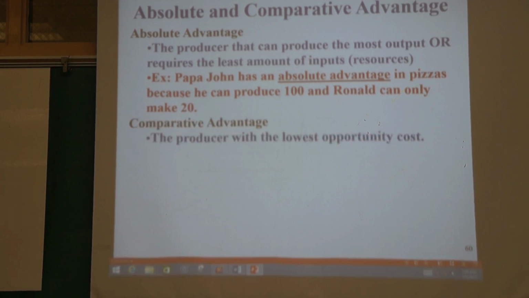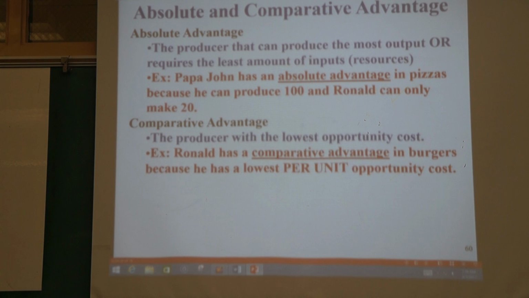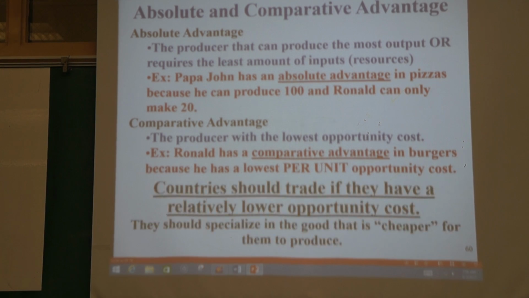Alright, comparative advantage is the producer with the lowest opportunity cost. Trade is based on comparative advantage. Okay? You specialize in what you have the lowest opportunity cost. Alright, so countries should trade if they have the relatively lower opportunity cost.